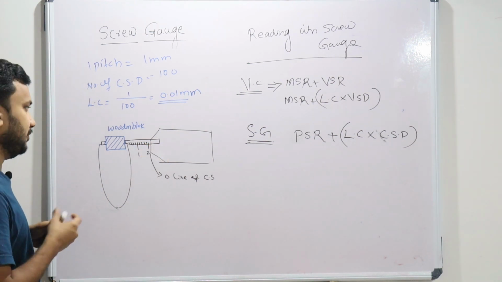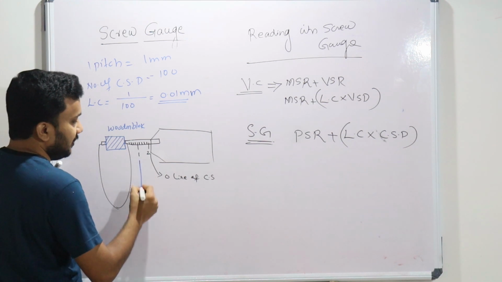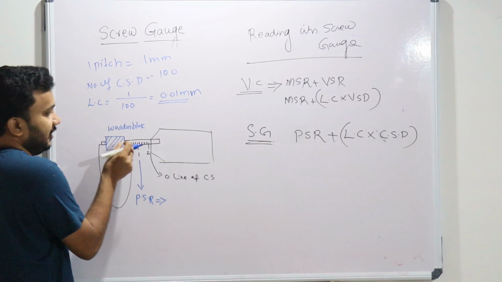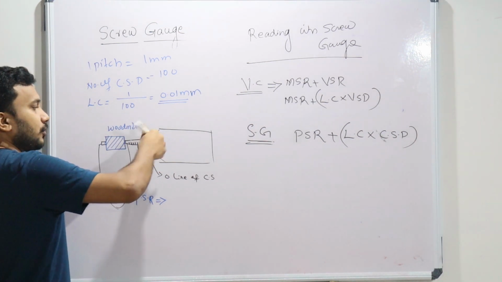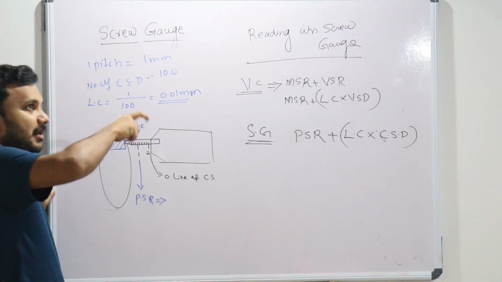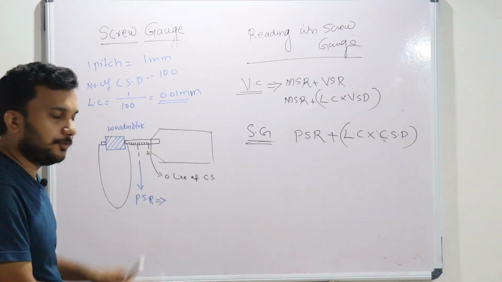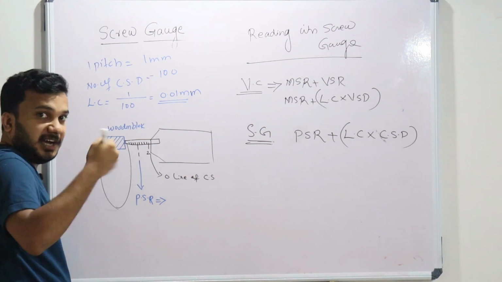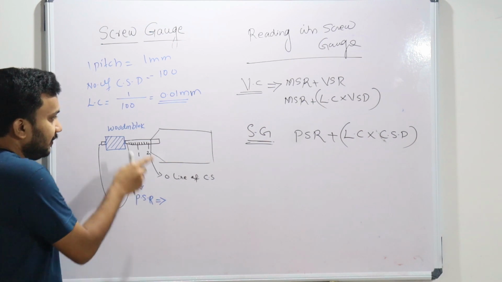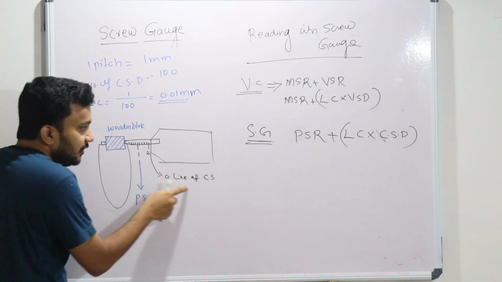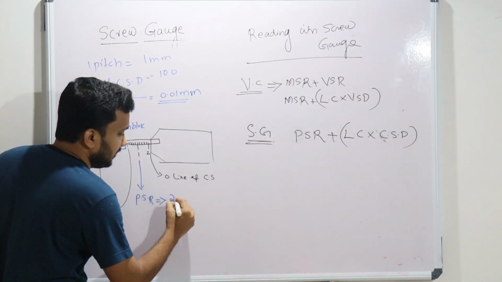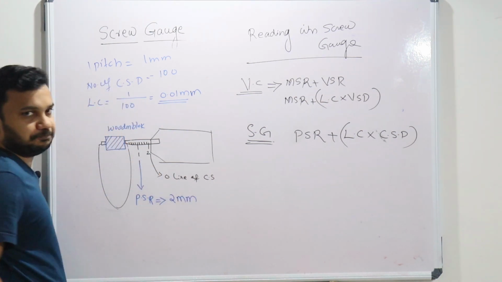But here we have two things. As I told, this is called the pitch scale reading. If I make it tighter, more area will come. Now this is a scale, but if I adjust it back and forth and make the wooden block sit tight between the anvil and the spindle, then before reaching the zero line of the circular scale I can see 2 millimeter. So the PSR is 2 millimeter.